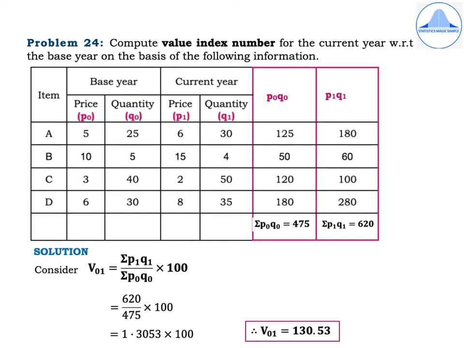Since we have to find the value index number, start with the solution and write the formula. Consider V01 equal to summation P1 Q1 divided by summation P0 Q0 into 100, which is equal to 620 by 475 into 100, which is equal to 1.3053 into 100, or V01 is equal to 130.53.